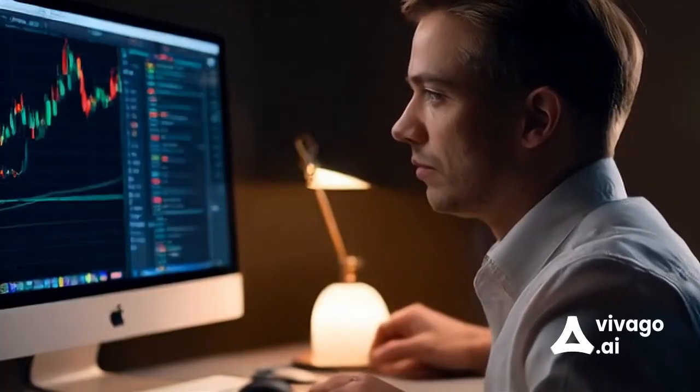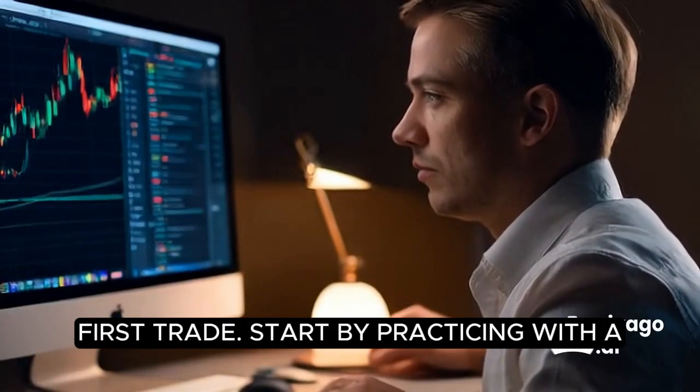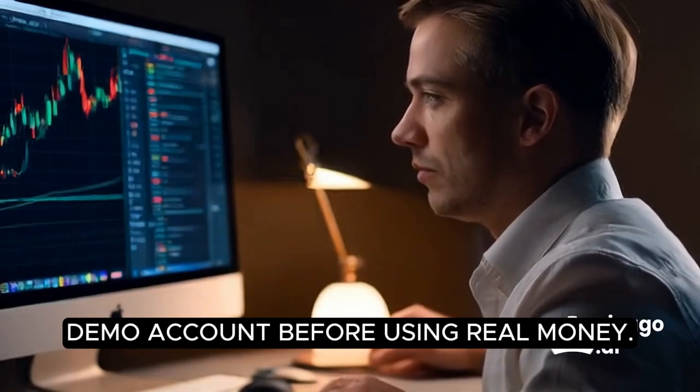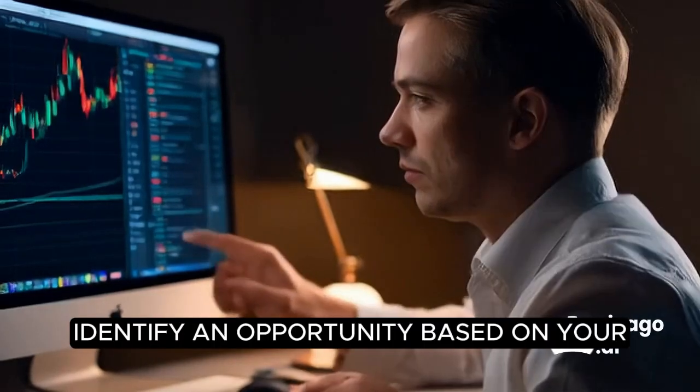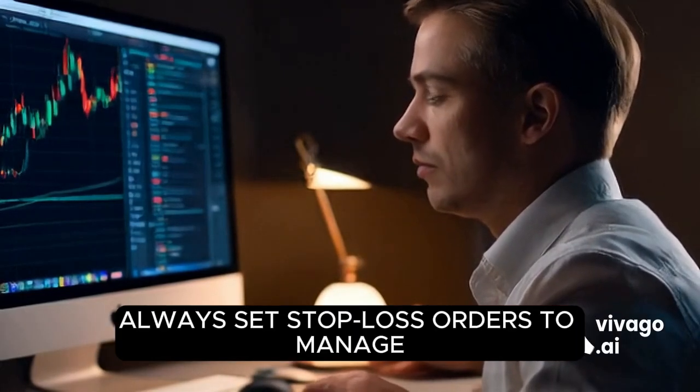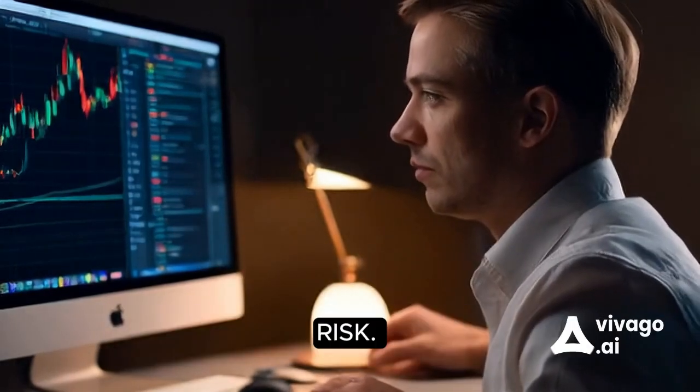Making your first trade. Now it's time to make your first trade. Start by practicing with a demo account before using real money. Identify an opportunity based on your analysis, decide your trade size, and always set stop-loss orders to manage risk.